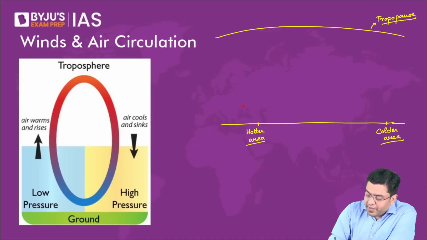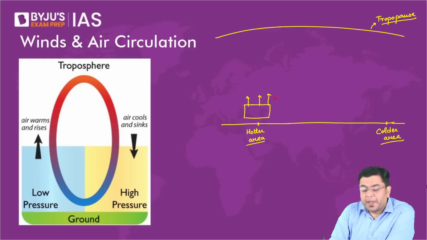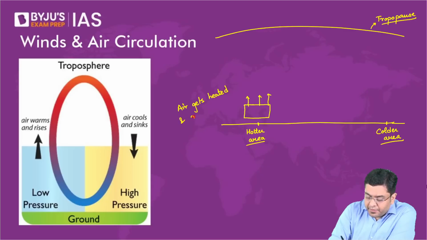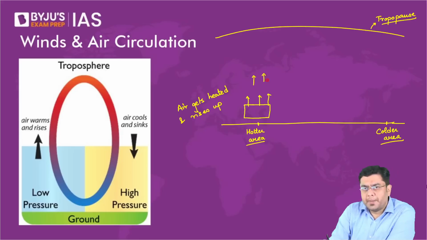So, in this case, what will happen? Let's suppose you have a parcel of air here. So, it becomes lighter. So, it will start to rise up. It will begin to rise up, isn't it? So, air gets heated and rises up. So, it will continue to rise up as long as it is warmer than the surrounding. It rises up, rises up.